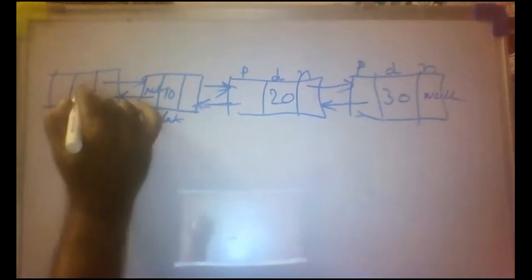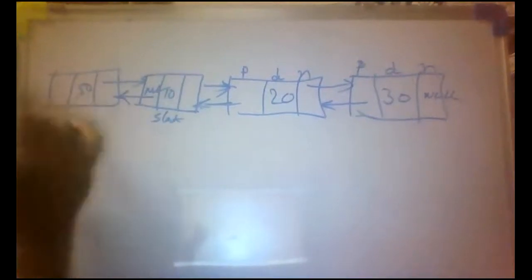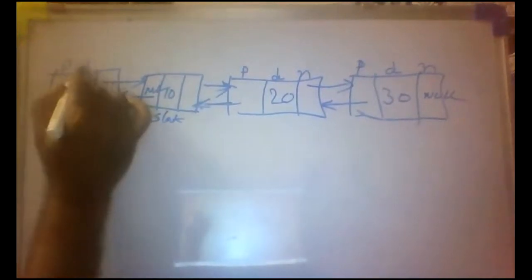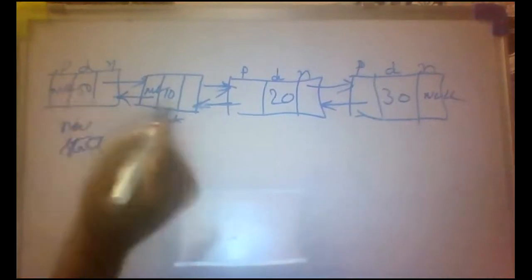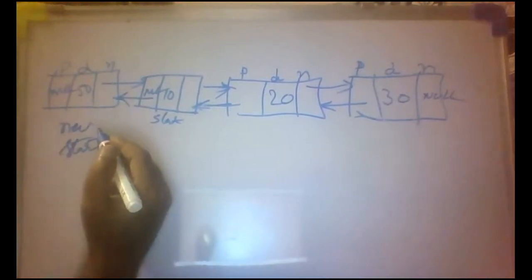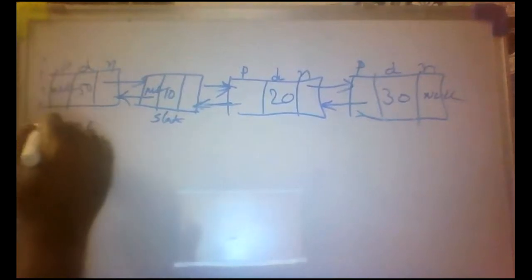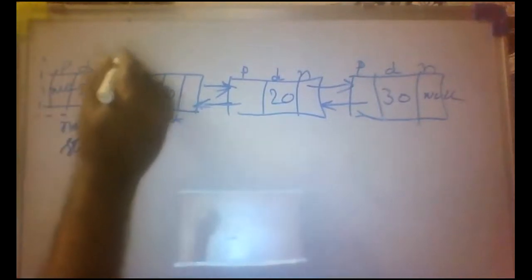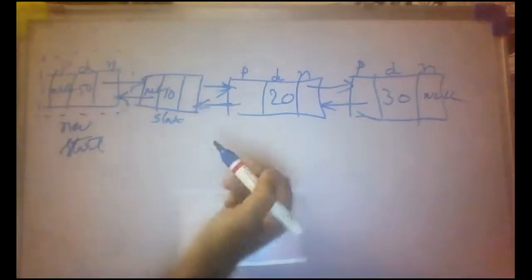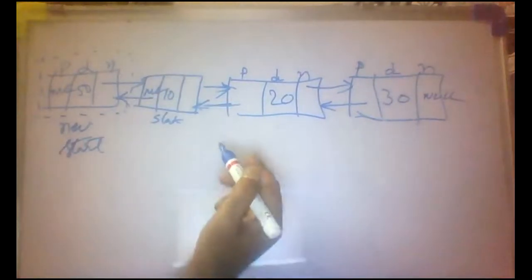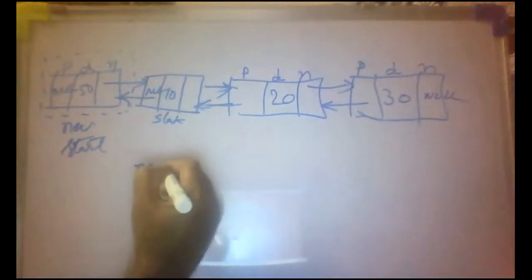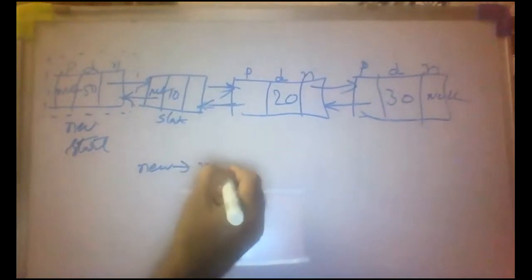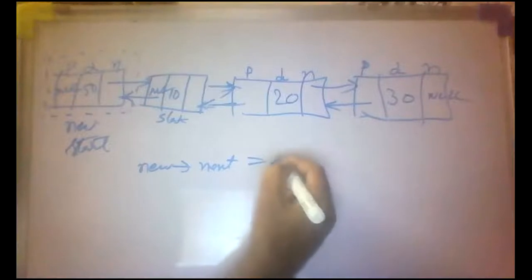So this is, for example, 50. New node start to previous equal to null. Start to previous equal to null. Inserted? Yes or no? All of you. This is inserted. Inserted new node at the beginning of the double linked list. Only the difference is new node to next equal to your start.